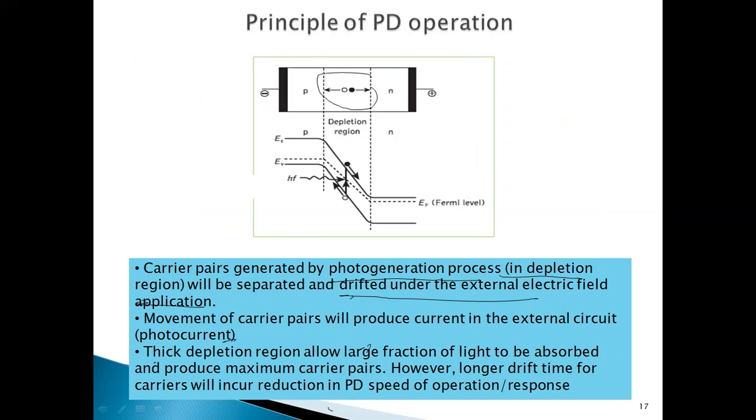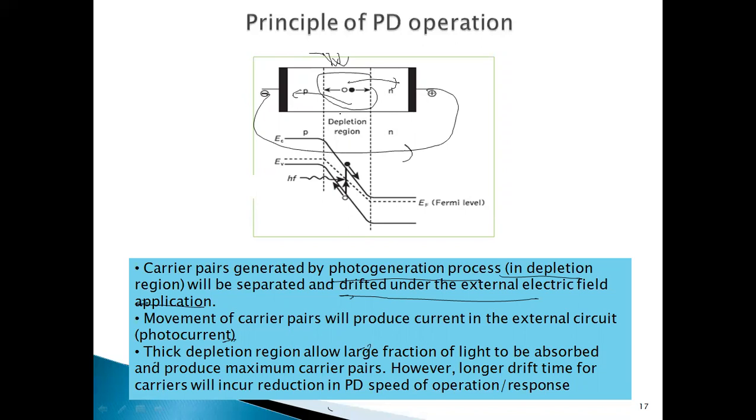When the incident photons are applied to this particular depletion region, we're going to have a formation of electrons and holes as given here. The electron will move to this positive terminal, the hole will move to this negative terminal, and as such, we're going to have a flow of current in this photodiode circuit.